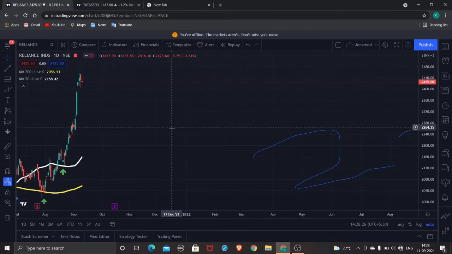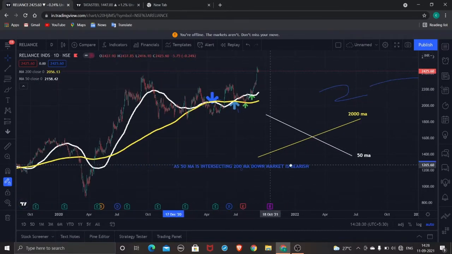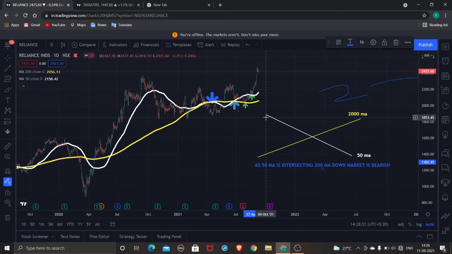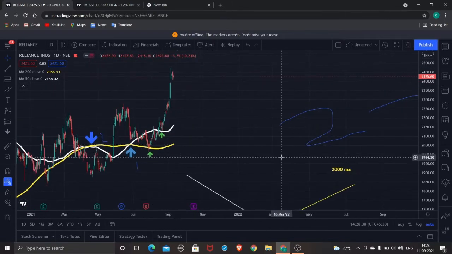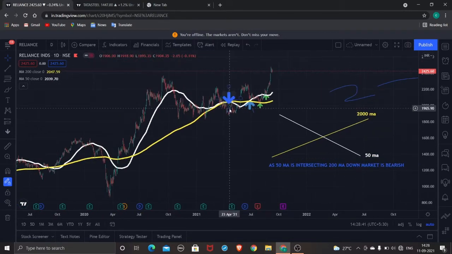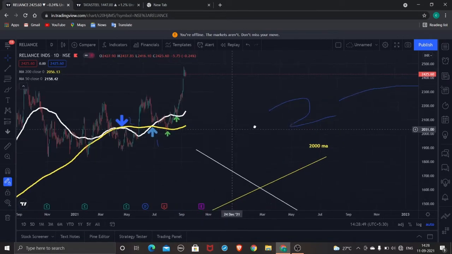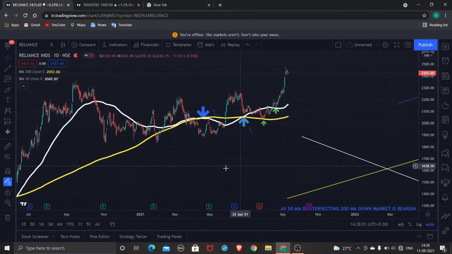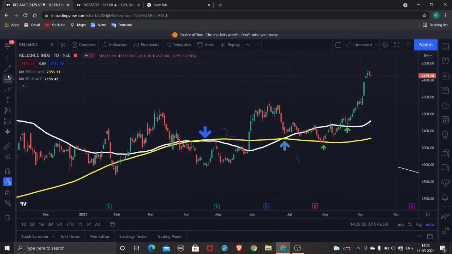So let's go to the strategy. This strategy is the one being applied right over here, in which the 50 moving average is crossing down and the 200 moving average is crossing up. So this is a point to which this strategy is applicable. As the 50 moving average is intersecting the 200 moving average down, the market is bearish. So after this, a fall is expected. After this point of intersection, if a fall is expected, yes, we can clearly see a fall.